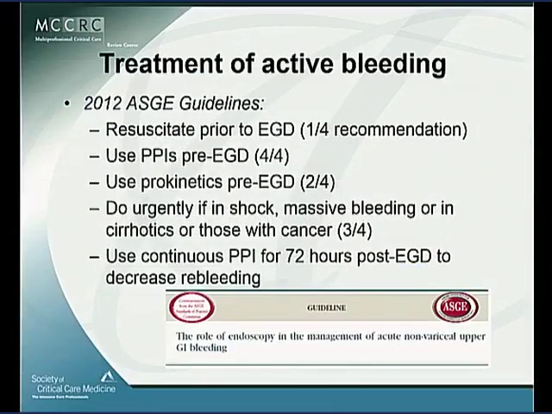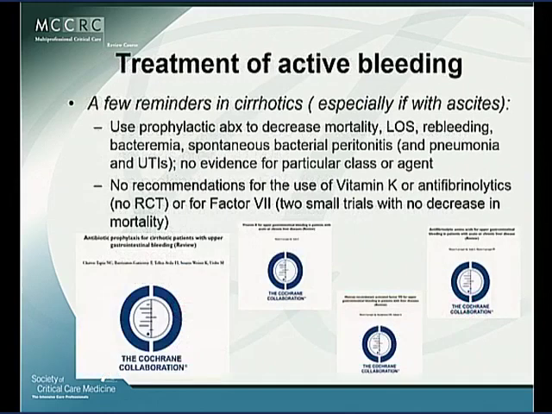So the gastroenterologists came up with a set of guidelines that said what you should do with an active upper GI bleed, particularly those who are sick and in the ICU. Resuscitate them, use PPIs before your EGD. So these are for actively bleeding patients. Please help us out, use some prokinetics so we can see a little bit better. We need to come in and do this urgently for those indications. And once we see and do what we've done, please keep them on the PPIs for 72 hours.